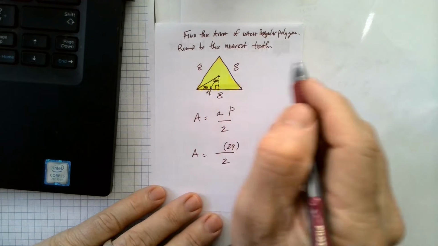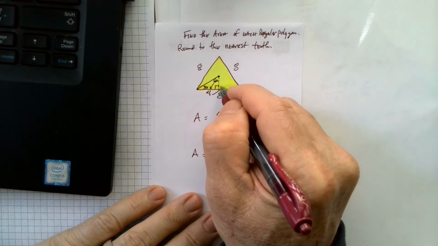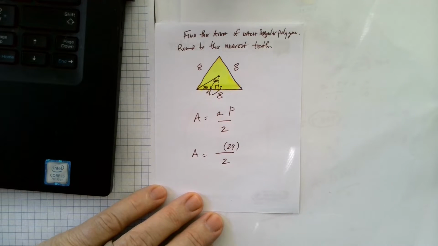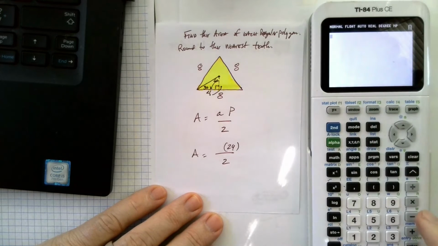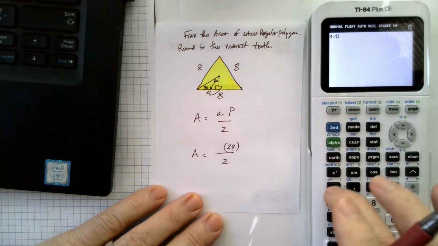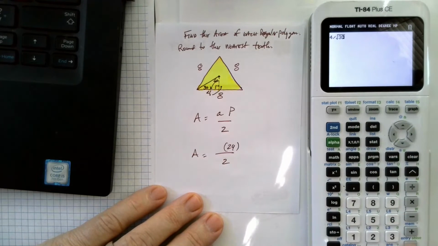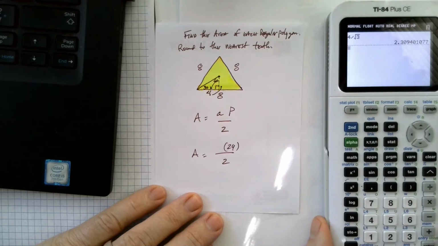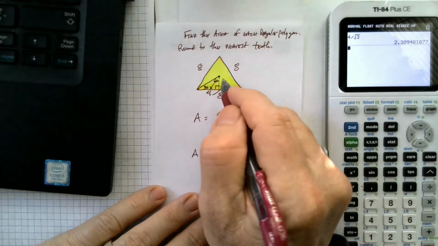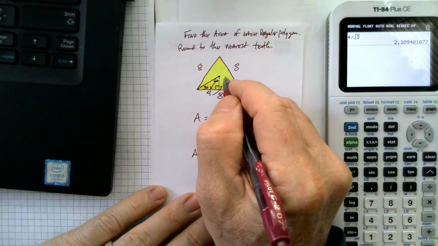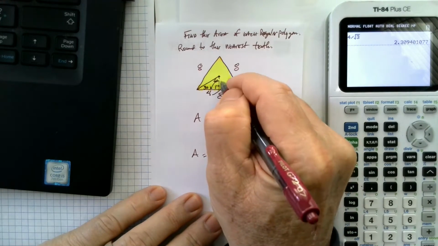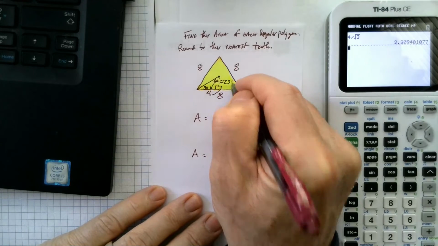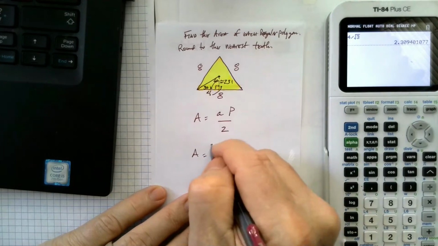How do you get from the long leg to the short leg? You divide by root 3. So the idea here is 4 divided by root 3, and I'm going to hit enter on that. Alright, so my apothem is about 2.31. Okay, so 2.31.